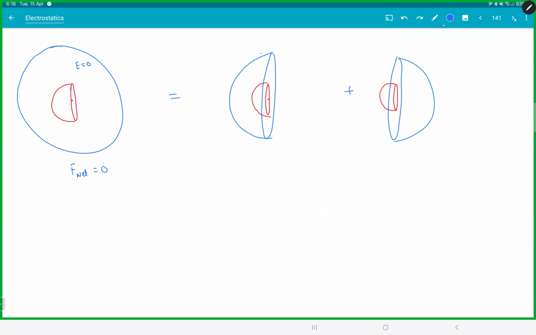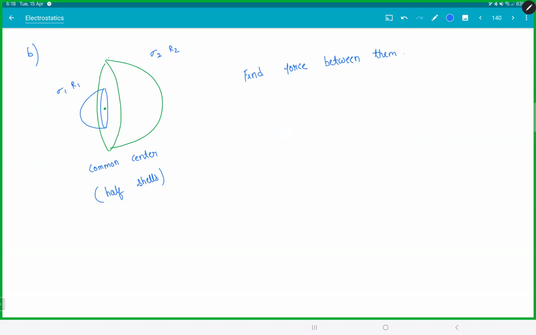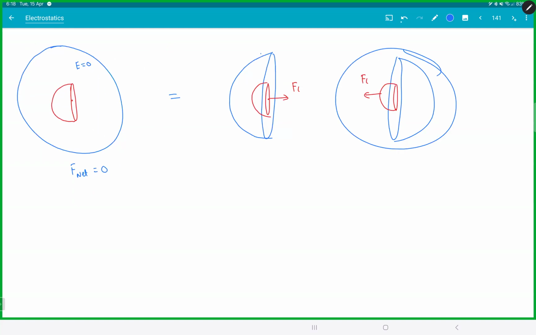Now, from this symmetry, these two shells will repel each other. That would be this way. Let's call it F1. These two also will repel each other. This also will be F1. Why? Both have to be F1 because total force is 0, no? Do you guys agree? If I combine these two, I should get net force 0. Meaning, this repulsion is F1. This repulsion is also F1. Isn't this what I'm asking you to find in the question? So if I find F1, my job is done, right? Any doubts on this part?